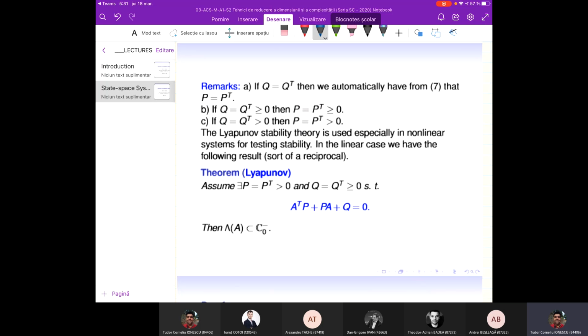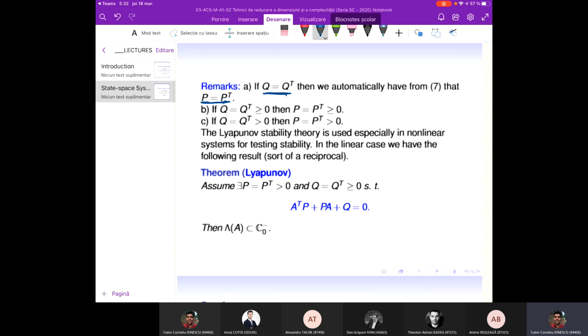Now we have some remarks. If Q is symmetric, then from (7), automatically, P is also symmetric, since P is actually defined by Q. If Q is semi-positive definite, then also the solution P is semi-positive definite. Furthermore, if Q is positive definite, then the solution P is also positive definite.